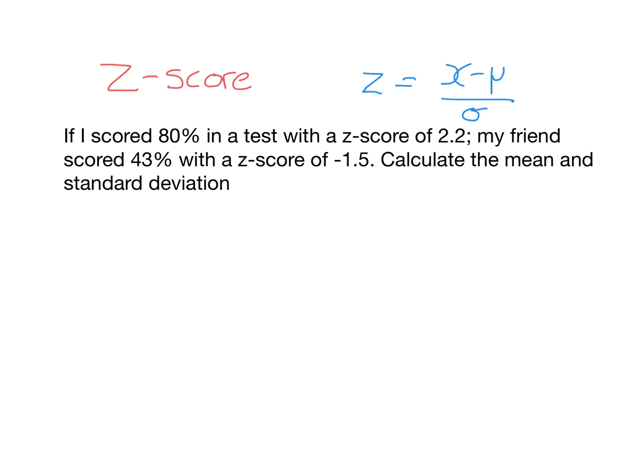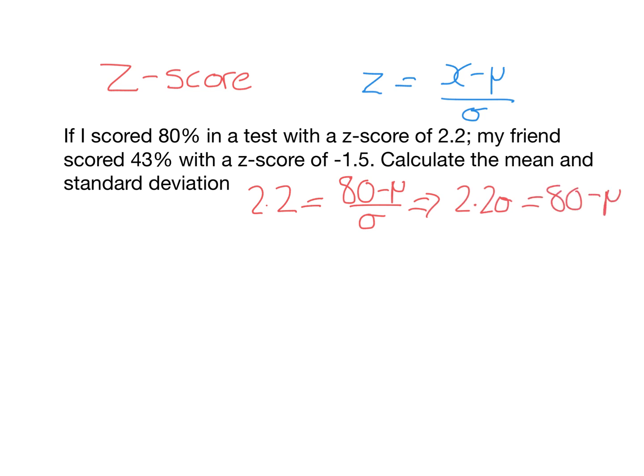So I'm just going to take this formula. I'm going to replace z with 2.2 because that was the z-score. I'm going to replace x, which is the score, with 80. Now, I know neither the mean nor the standard deviation. So this is my first equation. I can rewrite it a little bit easier as 2.2 sigma equals 80 minus mu.